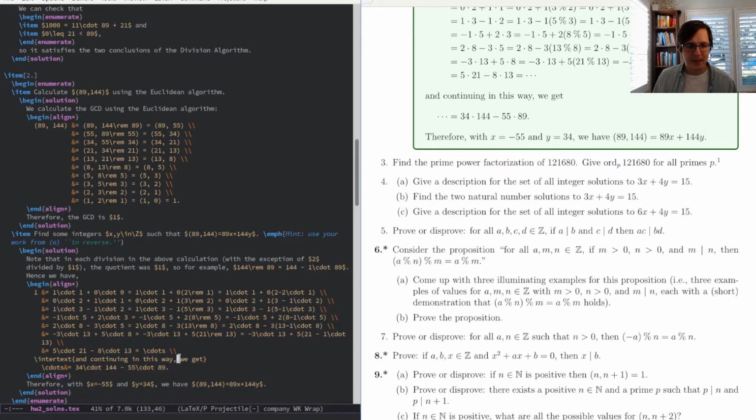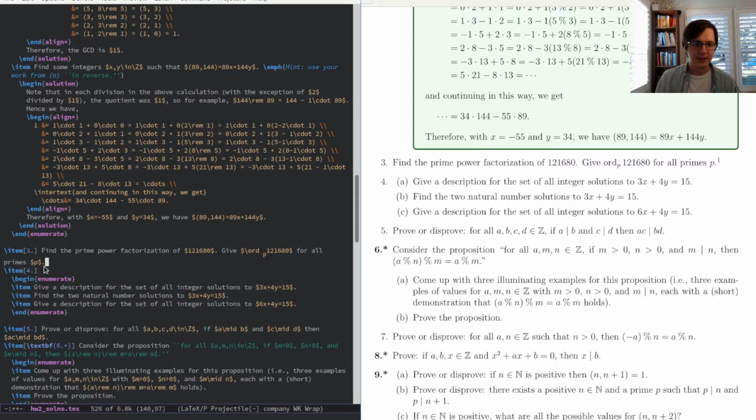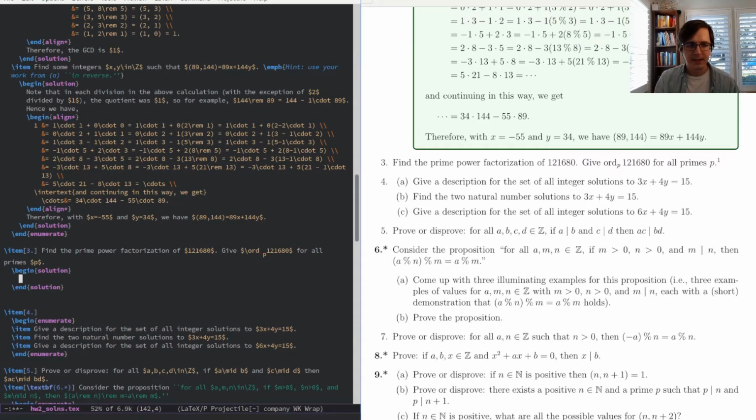Okay, let's find a prime power factorization. Let's remove the footnote. Add a solution. Okay, so one thing is, theoretically, there's a unique one, so it doesn't matter how we find the prime power factorization. And one question is, how much do we have to do this by hand?